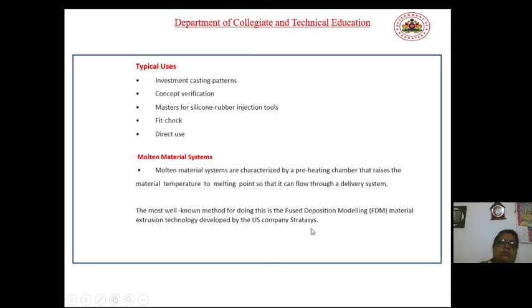Now let's go for the applications of laminated object manufacturing. These are the applications here. That is investment casting patterns. For investment casting patterns, we are using laminated object manufacturing, and also in some cases to verify the concepts. Also we are using masters for silicon rubber injection tools. These are the master pieces for silicon rubber injection tools that we are using. Fit checks and also direct use.